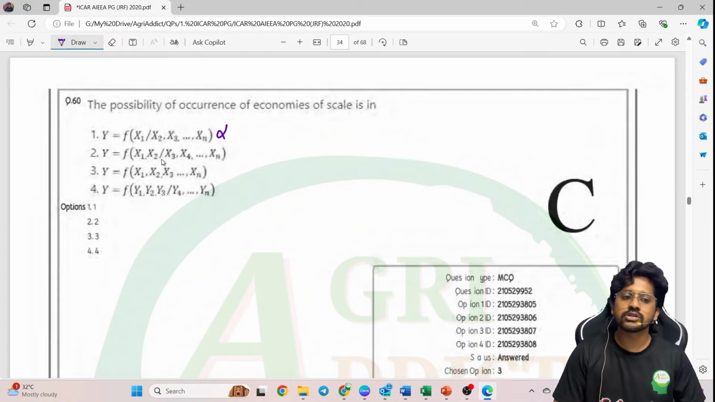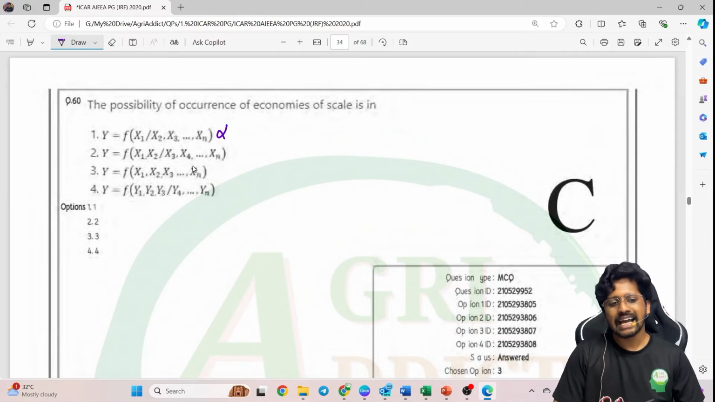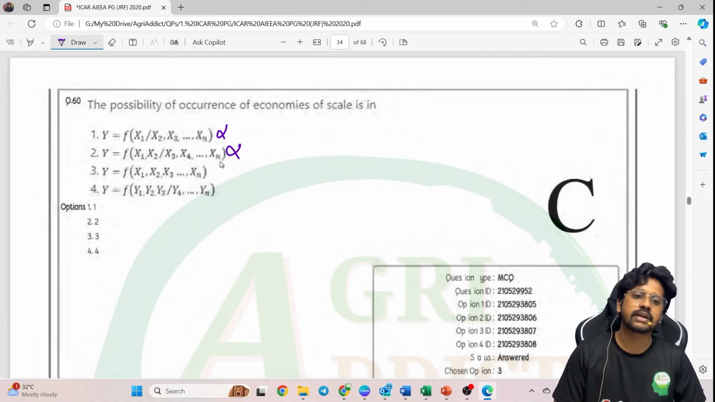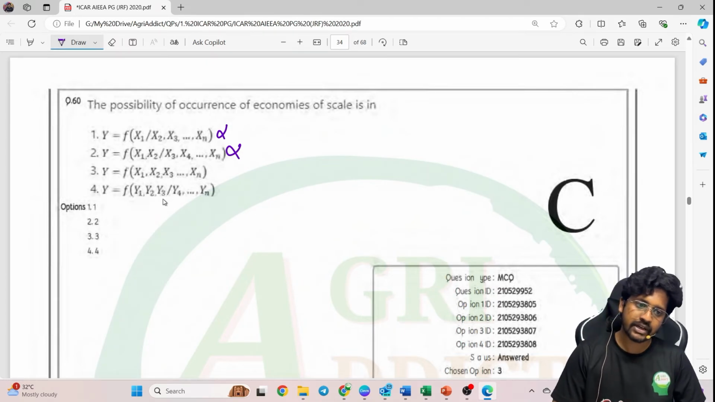The second one is also x1 and x2 are variable factors. At the same time, many other variables are fixed factors. And we can say that in a short run production function, at least one variable will be considered as fixed. So therefore it is also a short run production function. And the fourth option, it is actually a product relationship, right? It is actually a product relationship, and there also much of the products are found fixed. So therefore it is also short run.